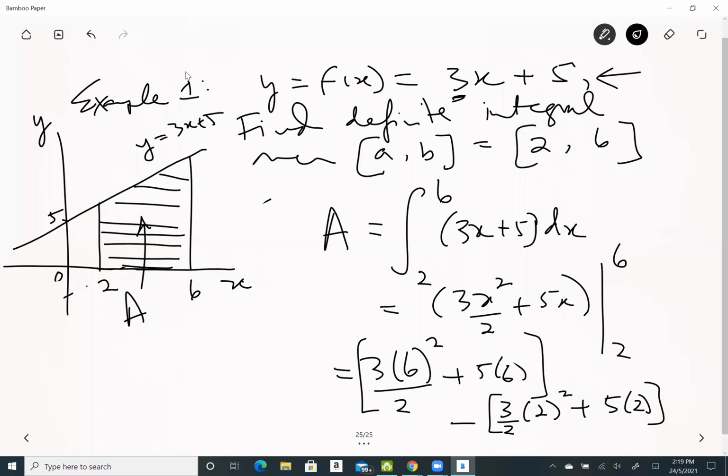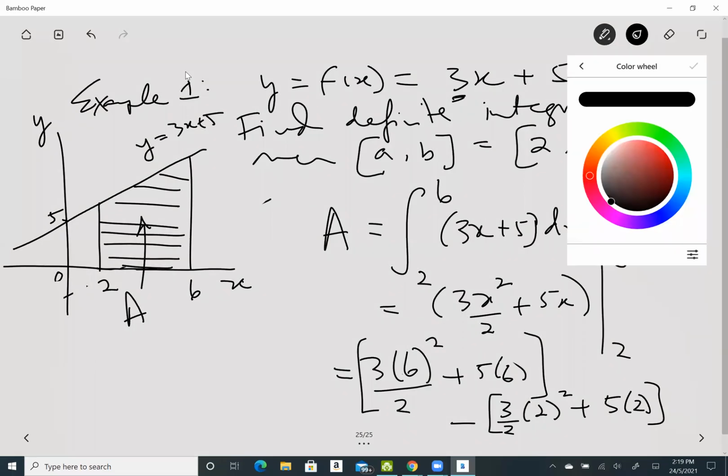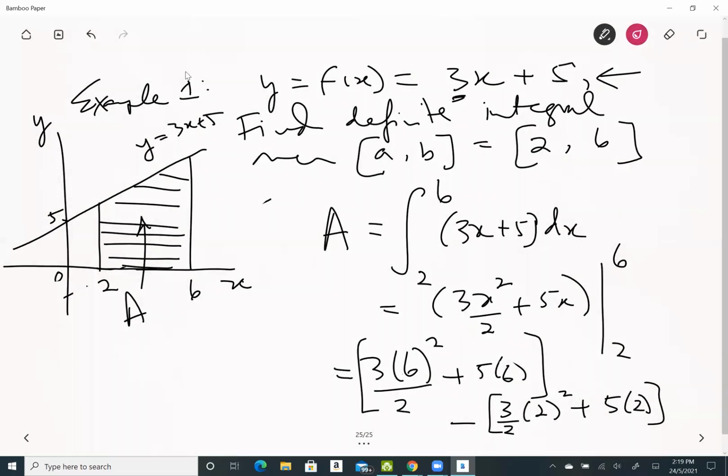All right, can you evaluate the integral at 6? What is the value? 3 over 2 times 6 squared, 3 over 2 multiplied by 36. What do we get? And then plus 5 times 6, that is 30. So what is the value of the integral at 6? Can anybody compute quickly? 84. So here you got 84.